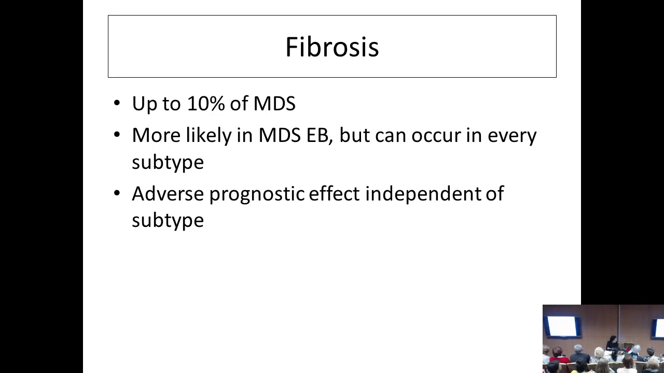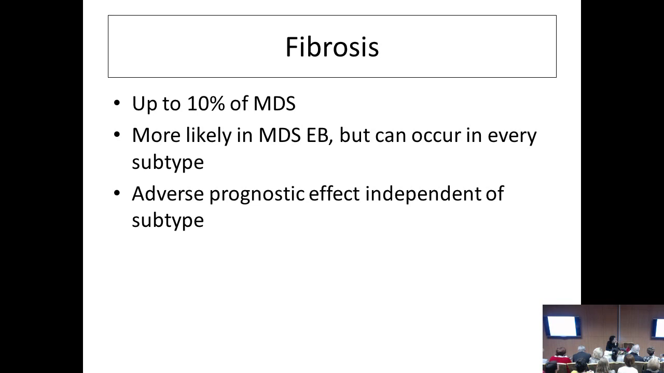So, another attribute which we can see when we do histology of MDS cases is fibrosis. Up to 10% of MDS cases show fibrosis, and this fibrosis is associated with a worse prognosis. It is more frequently encountered in MDS cases which show blast excess, but Dr. Bücher has performed a study in our institute, and he showed that it can occur in each subcategory of MDS, and when it is present, it means an adverse prognostic effect independent of the subtype.